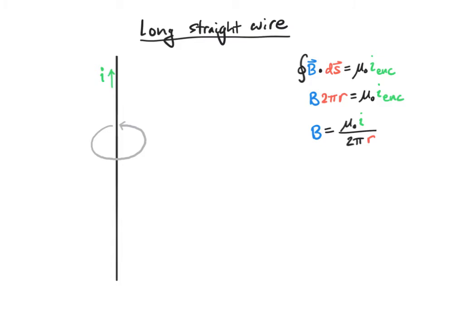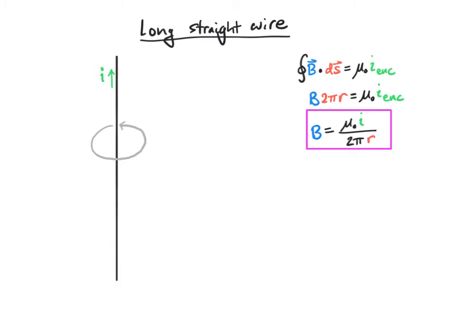And you'll notice that this is exactly what we found by using the Biot-Savart law last time, except this was a fraction of the amount of work. We didn't have to worry about trig substitution or actually really even evaluating an integral. We replaced this integral with this product.